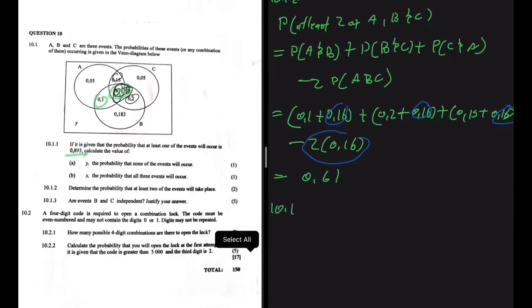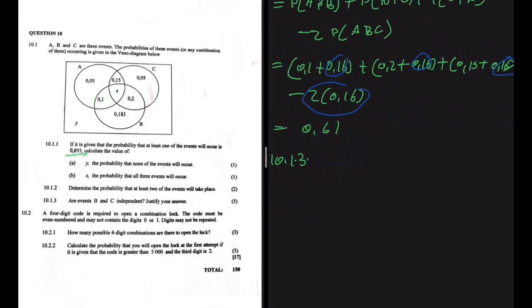Let's do 10.1.3. So 10.1.3 is saying that are events B and C independent? Justify your answer. We have solved a very similar problem in the past. So what we have to do now is stick to the definition. What does it mean when 2 events B and C are independent? By definition, 2 events B and C are independent if the probability of B and C is equal to the probability of B multiplied by the probability of C.